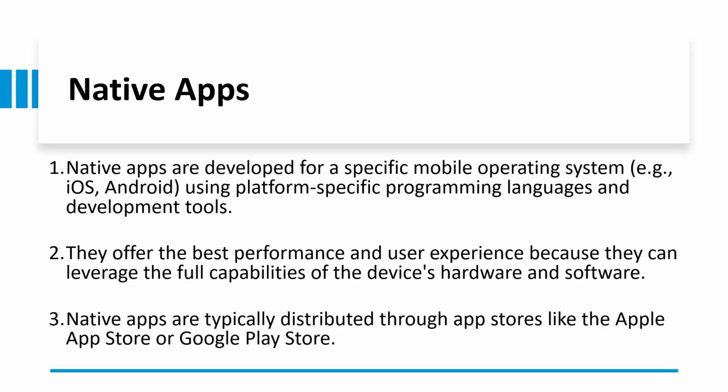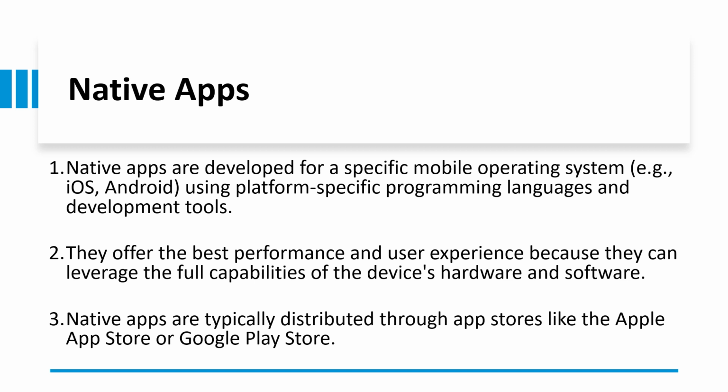Native apps are developed for a specific mobile operating system, for example iOS and Android, using platform specific programming languages and development tools. They offer the best performance and user experience because they leverage the full capacity of the device's hardware and software. Native apps are typically distributed through app stores like the Apple App Store or Google Play Store. That is, native apps means it is developed based on the operating system, that is iOS or Android. And because it's developed natively, it's more effective and the performance will be fast.